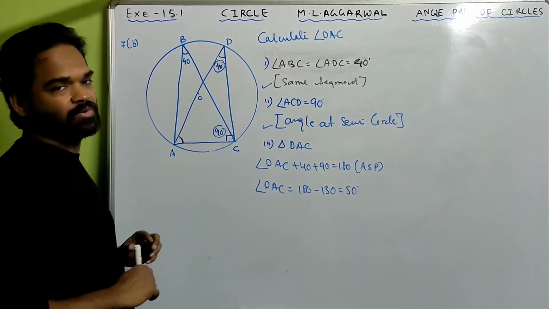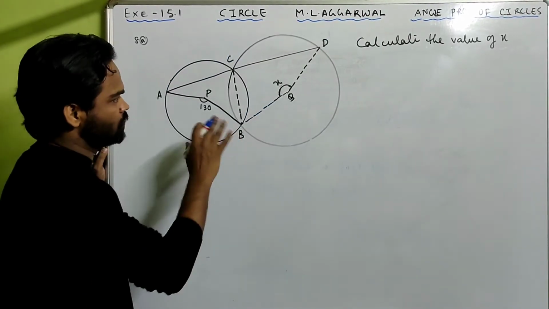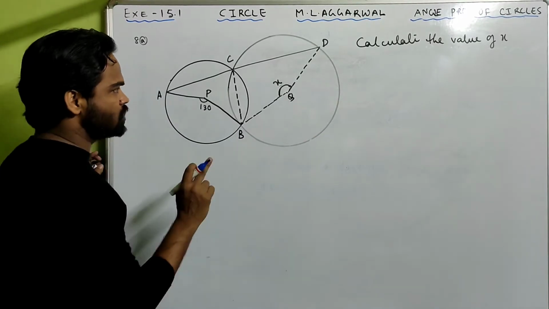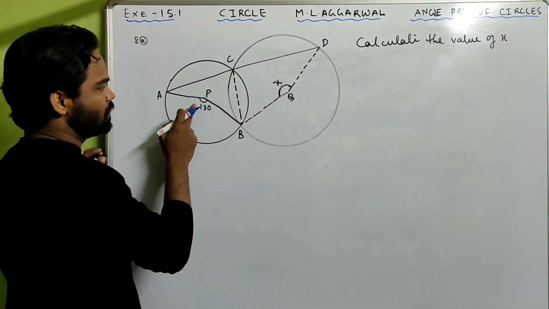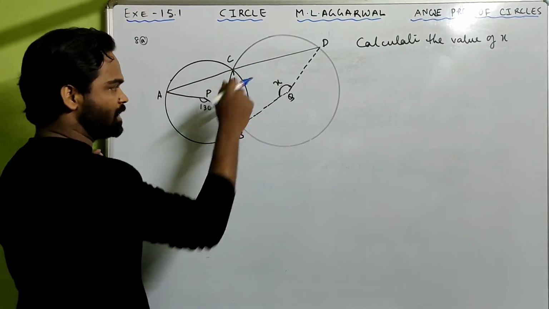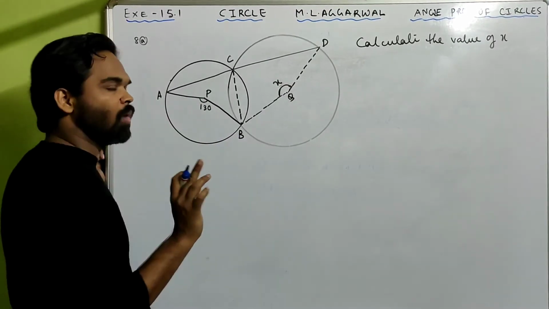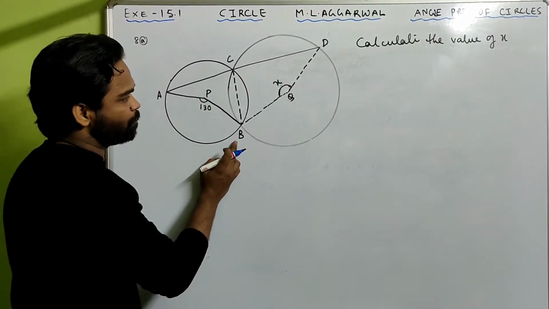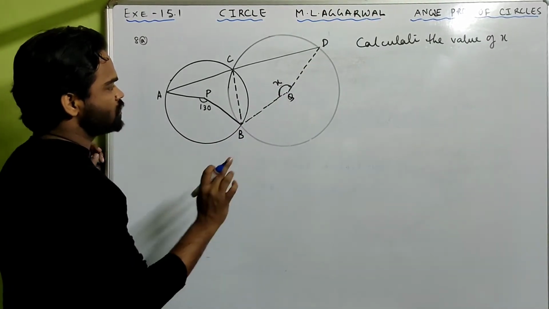Okay. Now let us look at the next sum. Now look at 8 part A. Very interesting, though the diagram looks complicated. Just look. There are two circles. Given ACD is a straight line. P is the center of this smaller circle. Q is the center of this bigger circle. And angle APB is marked at 130 degrees. They've asked for BQD. That's marked as X. Pretty easy. Just look over here.